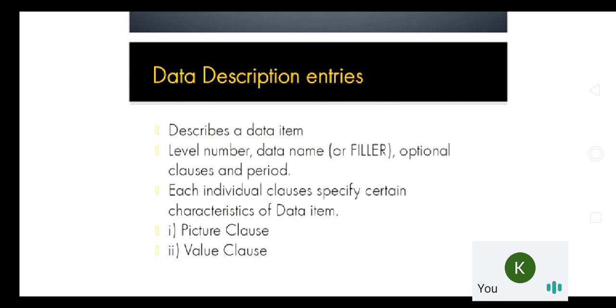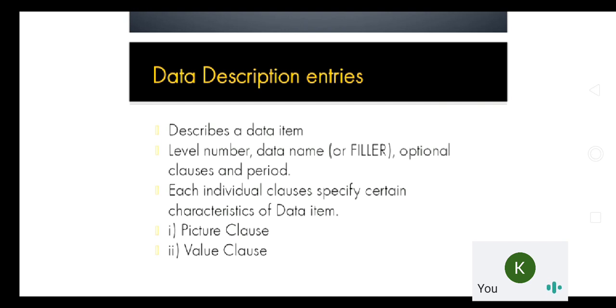It's very simple. You will have the level number as the first component, then the data name as the second component, picture clause as the third component, and then code character or editing character as the fourth component, and at the last you will have a period to terminate that particular data name definition or data name declaration. So basically, to describe a data item, we are going to use these data description entries. The utmost purpose of data description entries is to describe a data item.